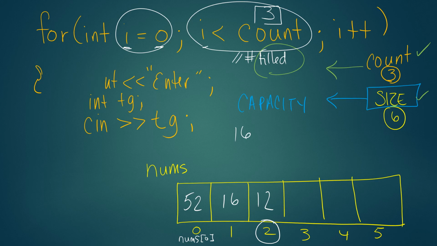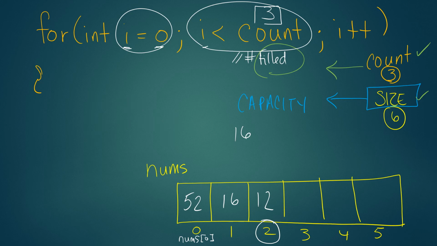Now we wouldn't be asking for the target inside of the for loop. That would be done before the for loop. I just wanted to show you how I got this number 16. So the target is 16. Let's clean this up a little bit.